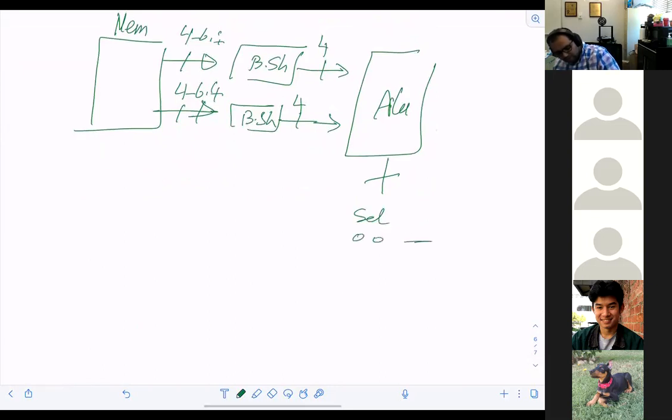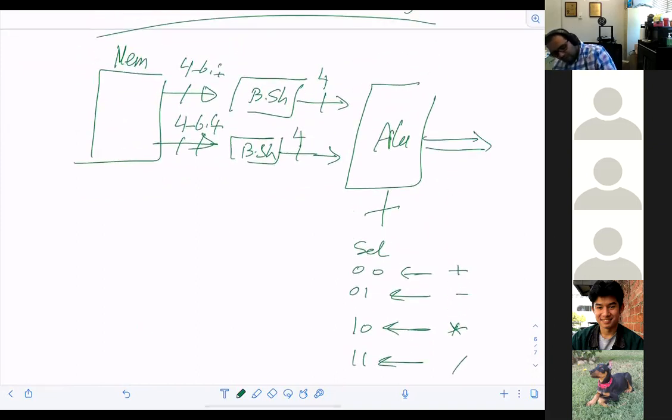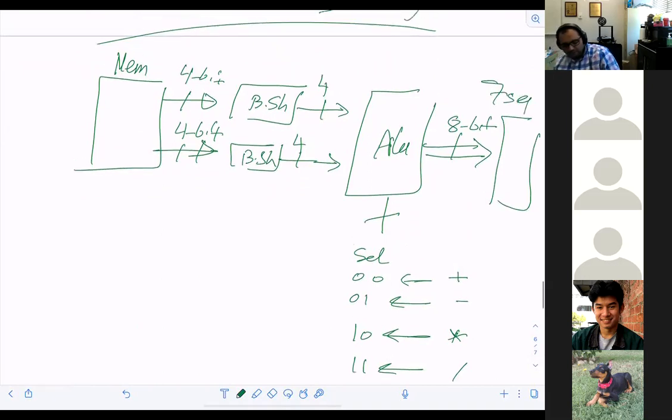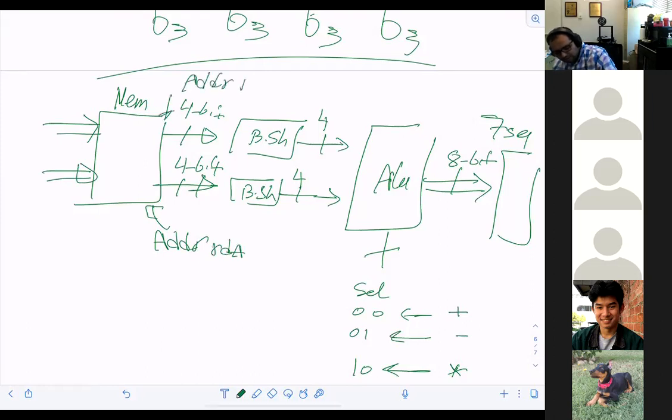If it's 0, 0, I add. If it's 0, 1, I subtract. If it's 1, 0, I multiply. If it's 1, 1, I divide. Then I will get the output. Multiplication is the biggest one, right? So it's going to be 8-bit. Then I will connect this to a 7-segment display. And the memory can have here an input port and addresses. Of course, since I have two output ports, I have to have here address read A, and I have here address read.